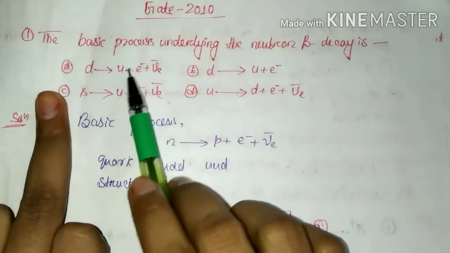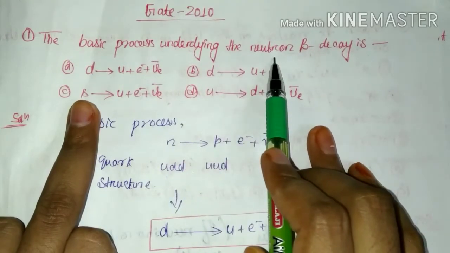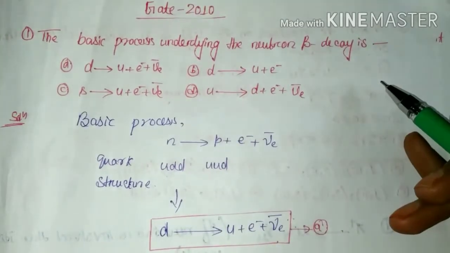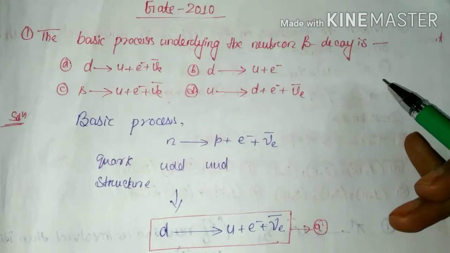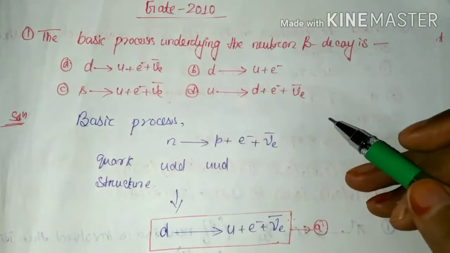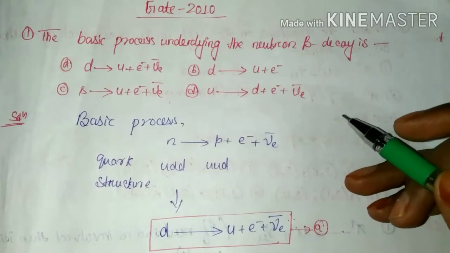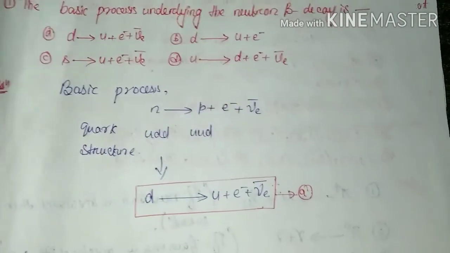So the first question is: the basic process underlying the neutron beta decay is, or we can say, the process of getting neutrinos from beta decay. This is what we are asked here. Here we have 4 processes and we have to choose the one which is the basic neutron beta decay process. So for this, let's come to the basic process.